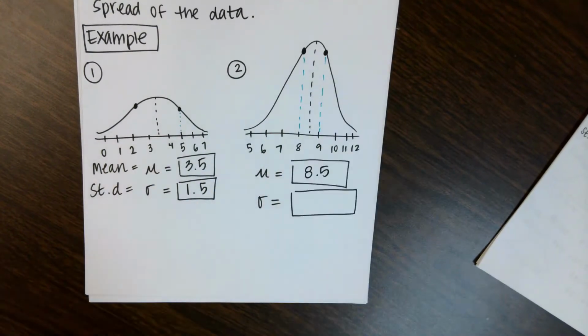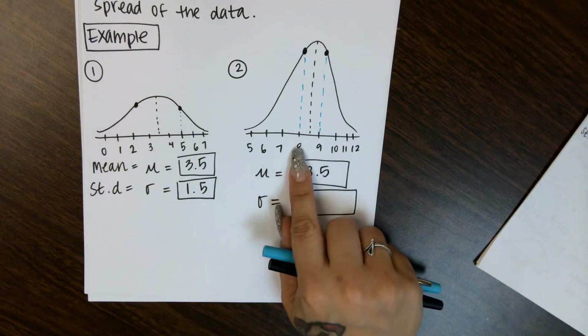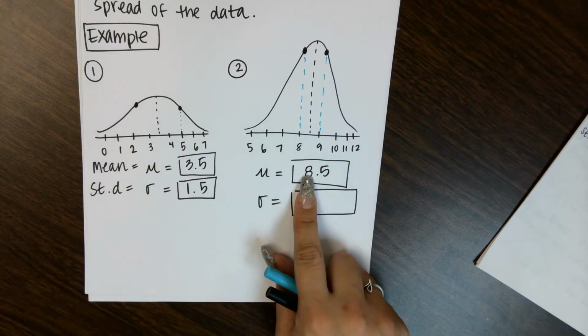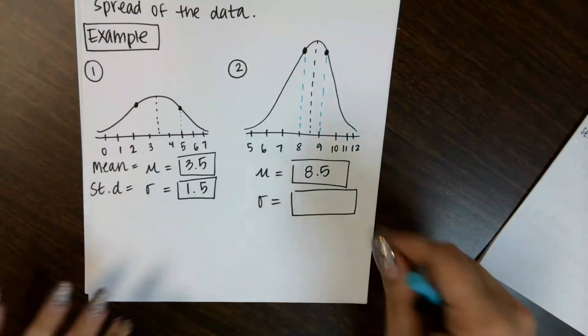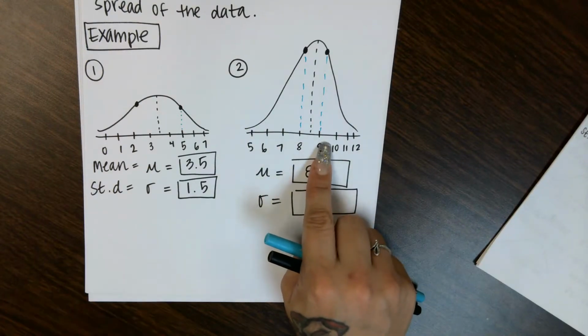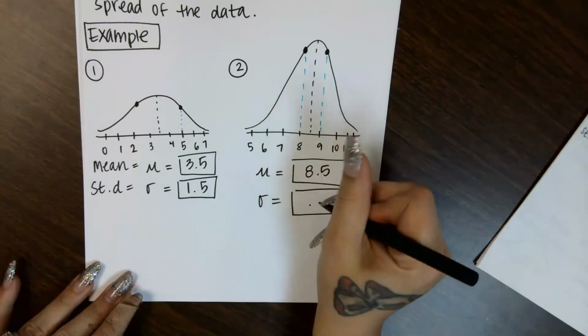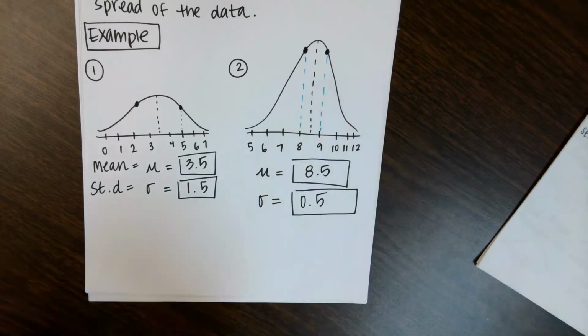And then for the standard deviation, I look to see where the inflection points are. My standard deviation is not 8 or 9. Look at the spread of the data. The mean was 8.5, and if I add one standard deviation to the right, I get to 9. So the difference between 8.5 and 9 is just 0.5. Think about moving on a number line. And that's it.